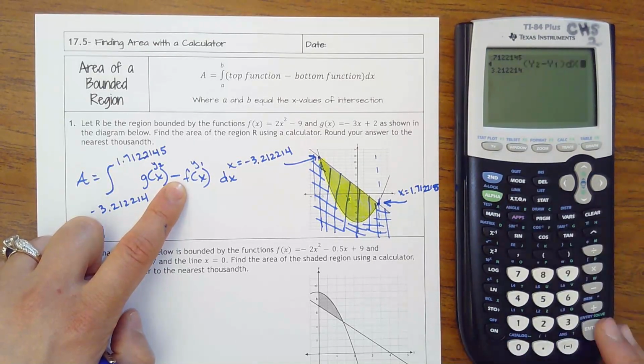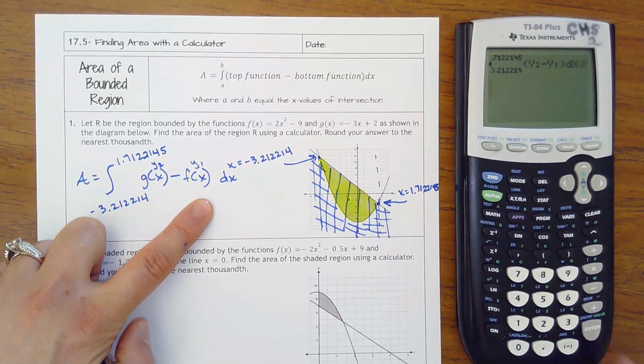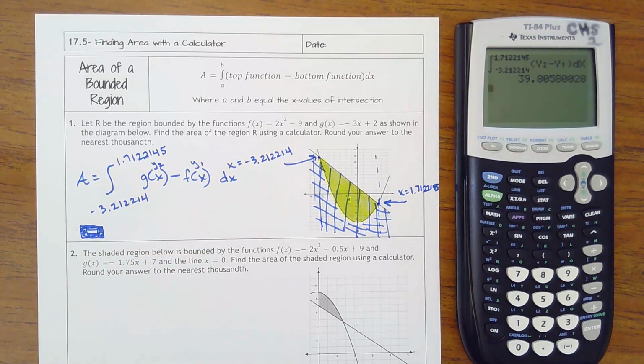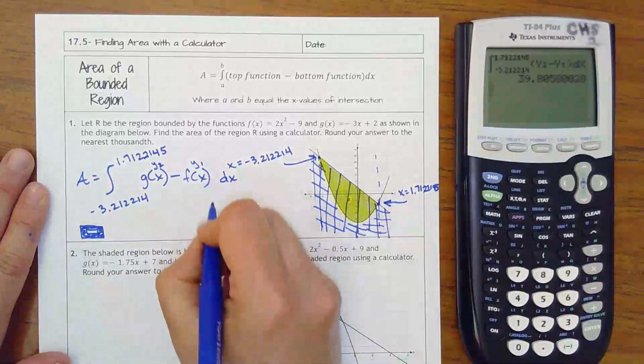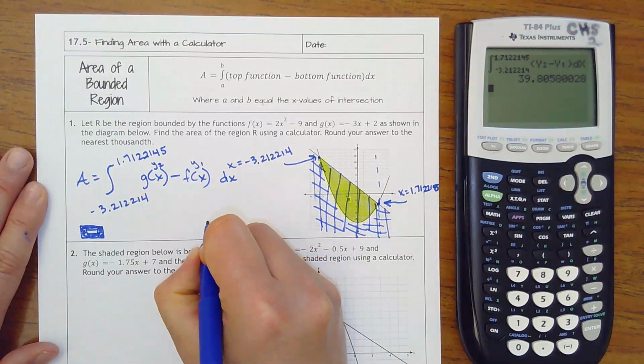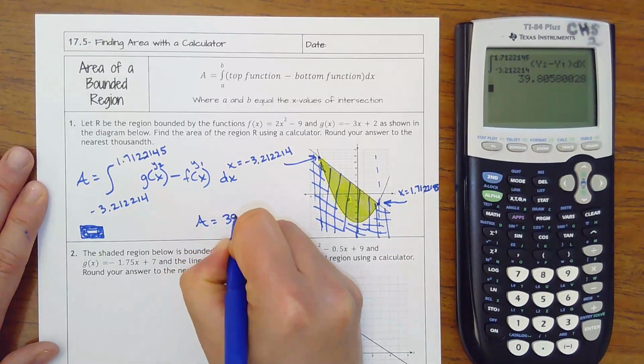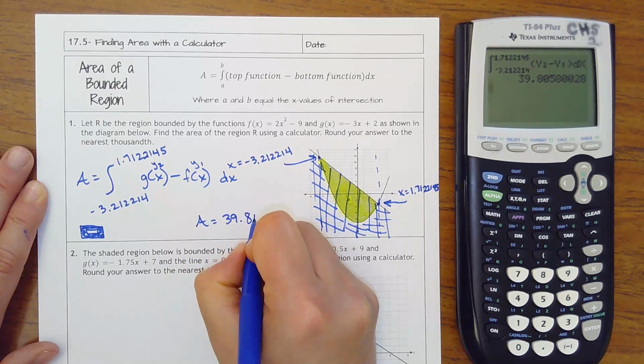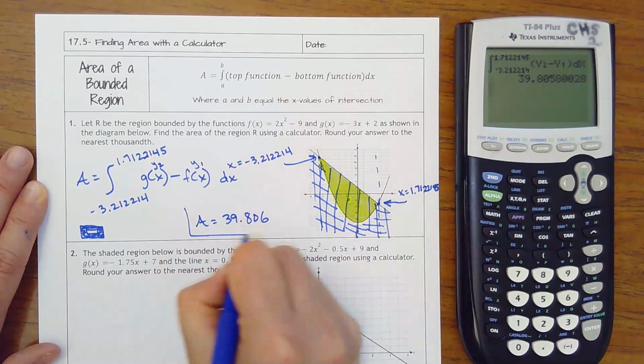And then with respect to x. And that actually tells us just the area of region R. So it'd be 0.806. Pretty cool, isn't it?